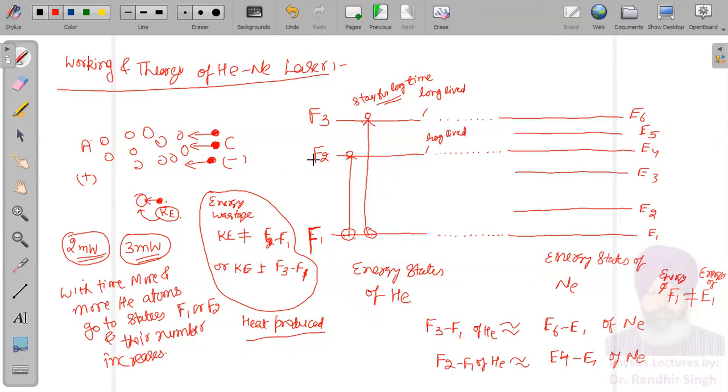Now let me tell you about helium and neon, I have to add a new page. If there is any need, I will refer back to this page. So let me introduce a new page. Please remember, both helium and neon are monoatomic gases. This is, let us say, helium, and this bigger one is, let us say, neon. Both are monoatomic.